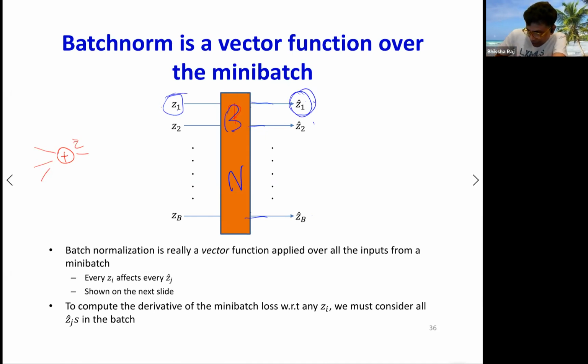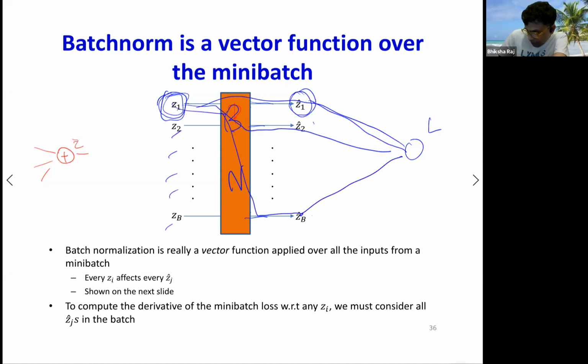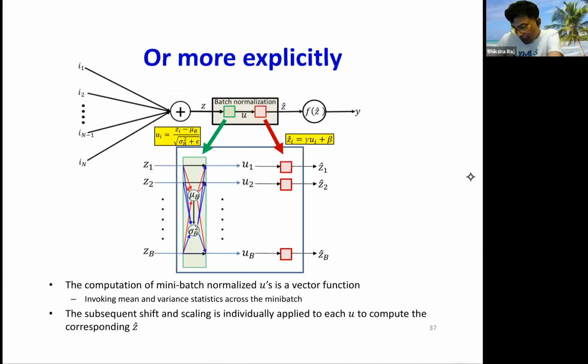So each z hat now depends not just on this one, but also all of the other inputs. And so when you want to compute the derivative with respect to any one of these, you have the loss here. It's not enough to compute the derivative like so. You would actually have to compute the derivative over all of the z hats. You've got to figure out how changing this one z changes every one of these z hats. And the variations in those z hats are going to affect the loss. And so that's what we're going to have to contend with. Let's see how the math works out.